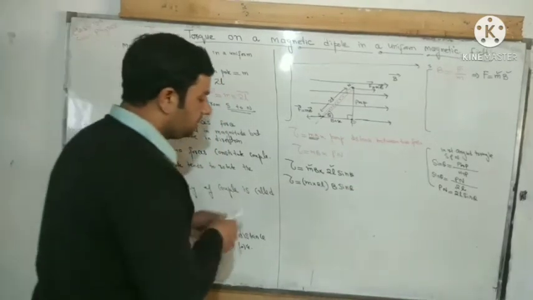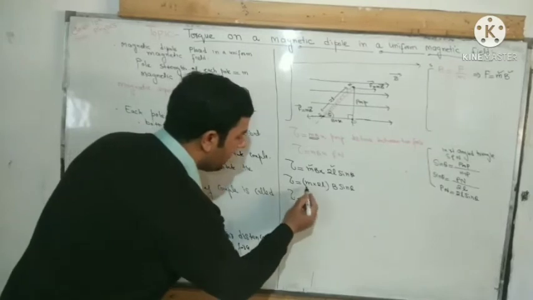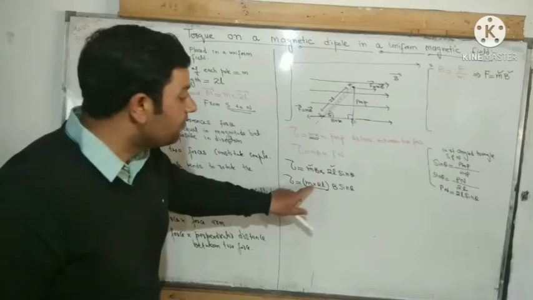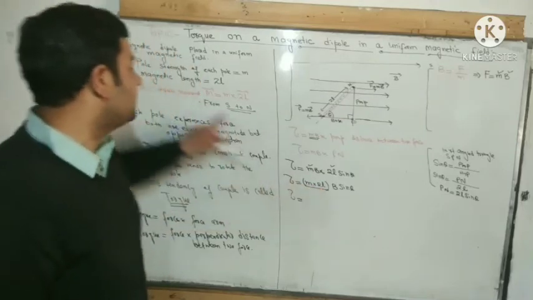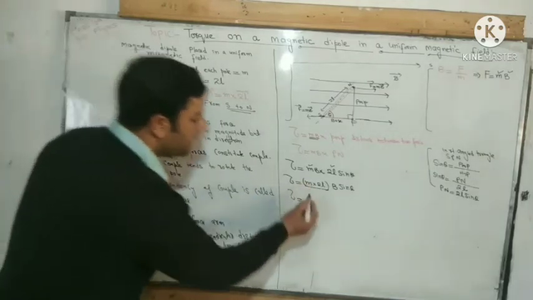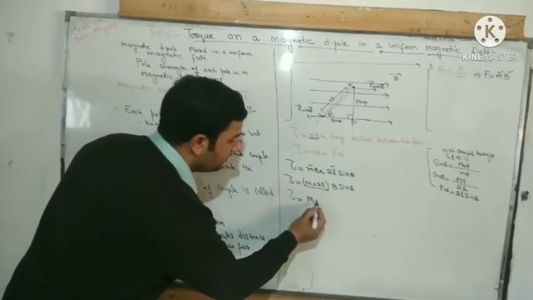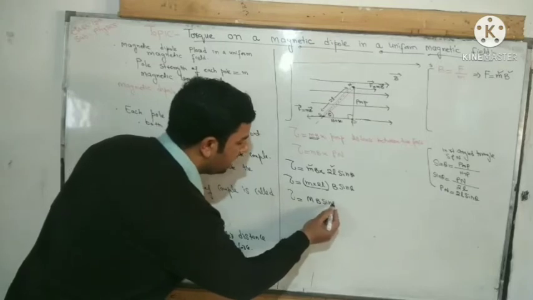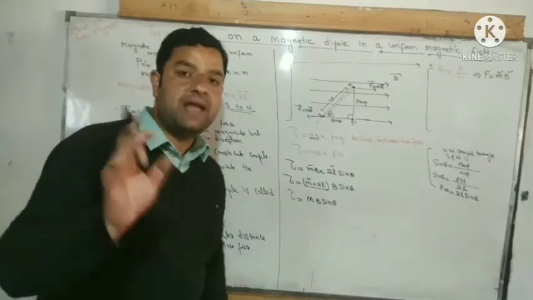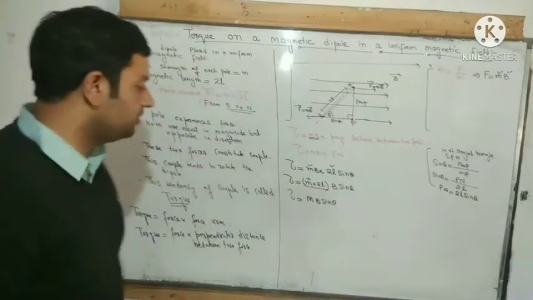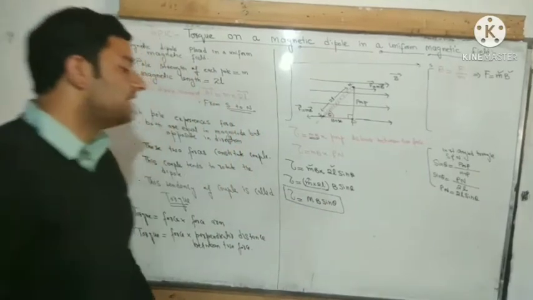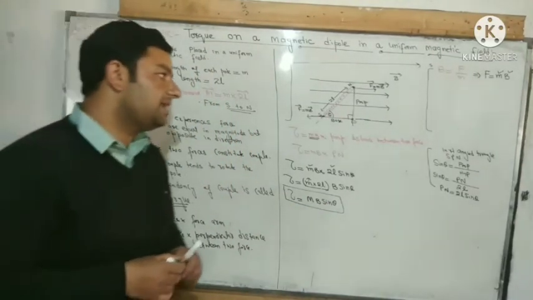Now in tau, what is this m into 2L? That means pole strength into magnetic length. Pole strength into magnetic length is called magnetic dipole moment. So you can write it as M, capital M, B sin theta. Small m is pole strength and capital M is magnetic dipole moment. So this is the torque on a magnetic dipole in a uniform magnetic field.